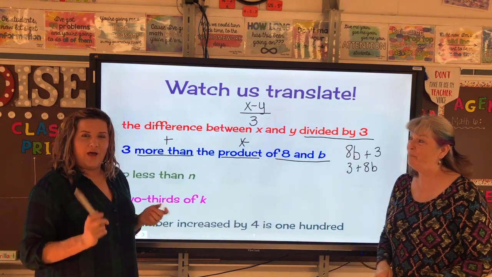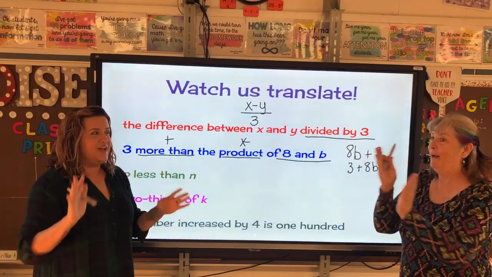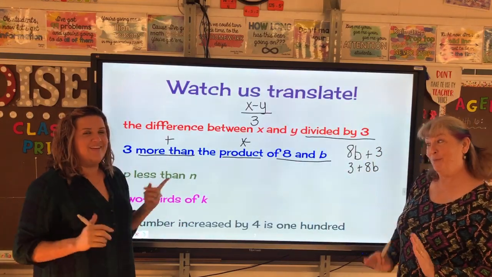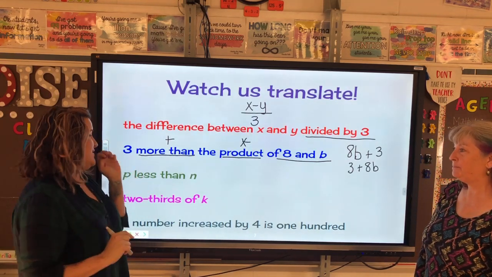And do we know why we can do that? Why can I change that order with addition? What's that called? Commutative property. The commutative property. Commute, think of like traveling. Commutative property of addition. All right.